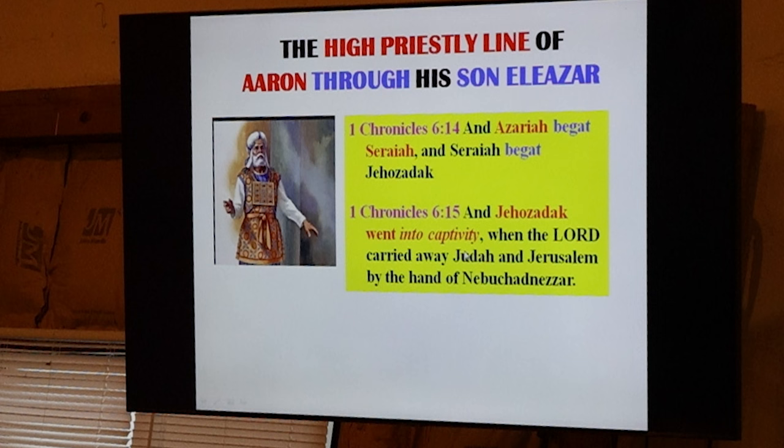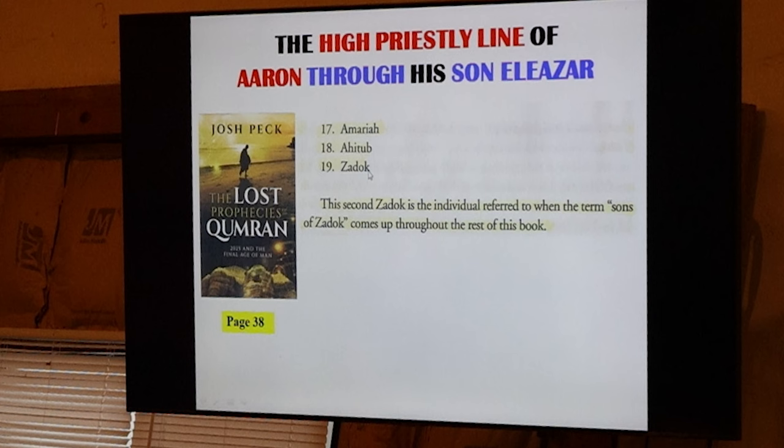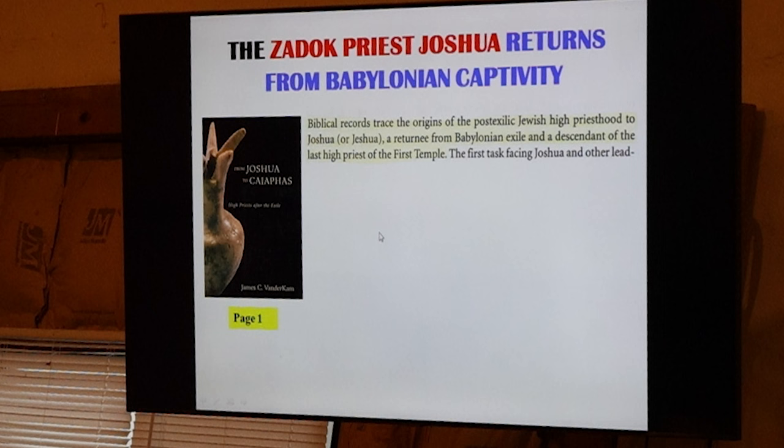But if you want to see it in list form, this is the same thing in 1 Chronicles in list form. You got Zadok 1 after 12 generations, and then you have number 19, Zadok 2, and then ultimately Jehozadak, they go into Babylonian captivity. All right, so the Zadok priest, Jehozadak, goes into Babylonian captivity. And the Zadok priest, Joshua, or Yehoshua, returns from Babylonian captivity.